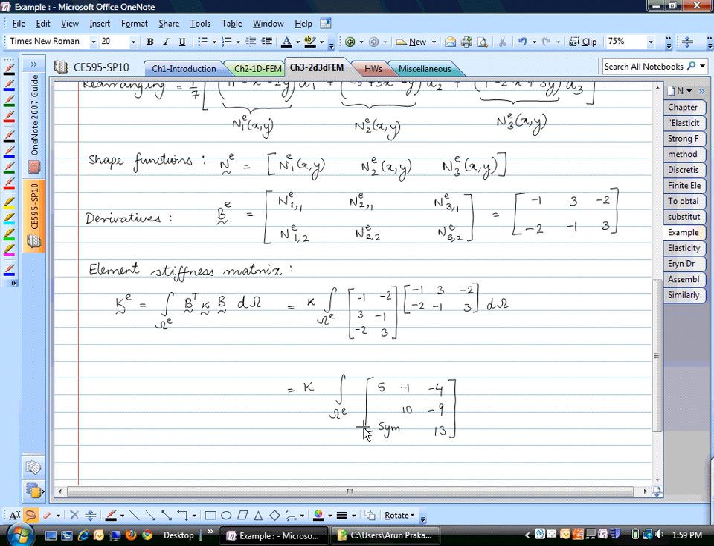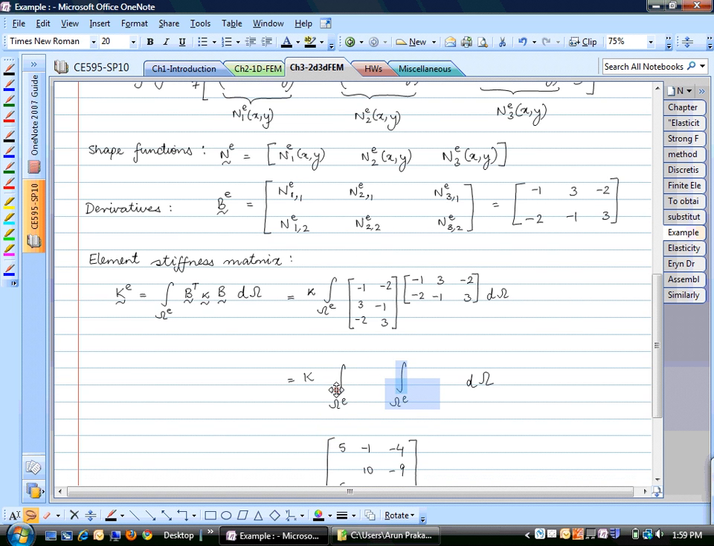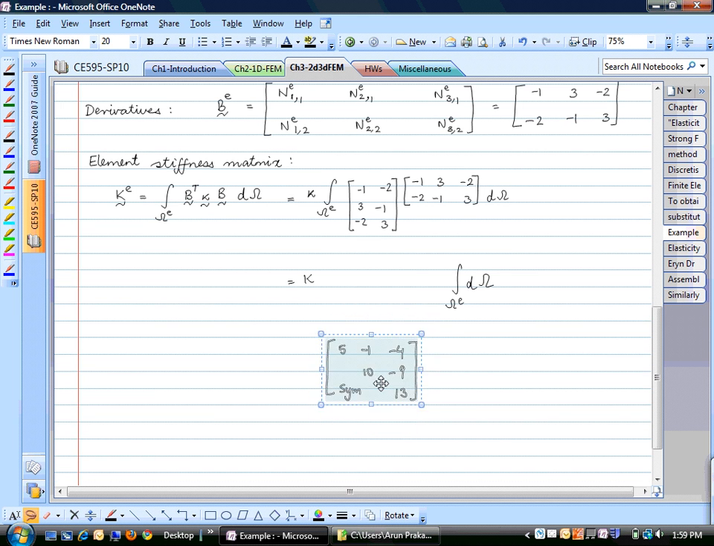So this is a constant matrix. It does not depend upon x or y, right? So can I pull this out of the integral? All right, so let's pull this thing out of the integral. And what we are left with is this. So what is this quantity now?